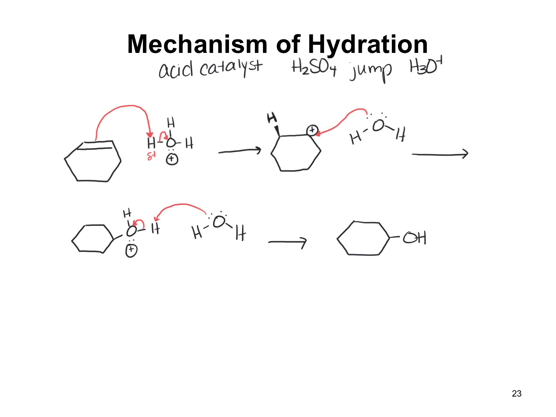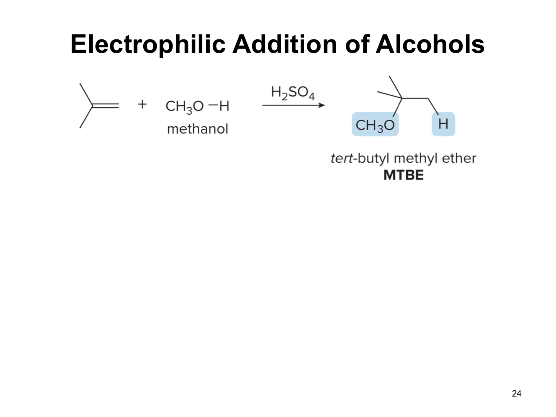Now, alcohols will add just like water does. So one of the things you see here is that we have an alkene and we have an alcohol that in the presence of acid will form an ether when it's added across the double bond. Now, when we look at this mechanism, this goes exactly like the water. So we have CH3OH, and what that acid does is it protonates that alcohol right there. And so now that oxygen has a positive charge, just like our water did.